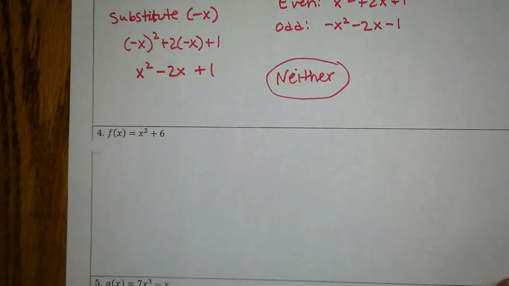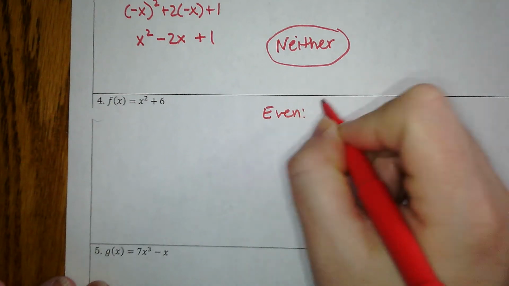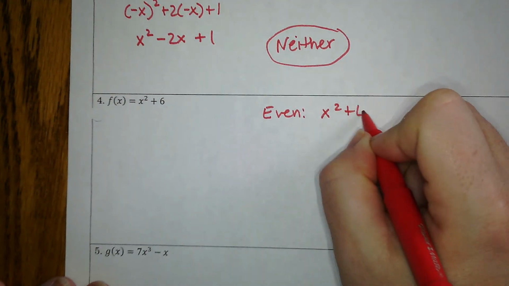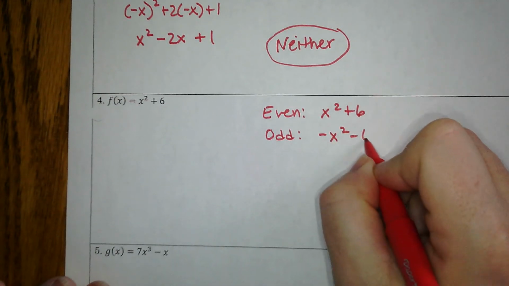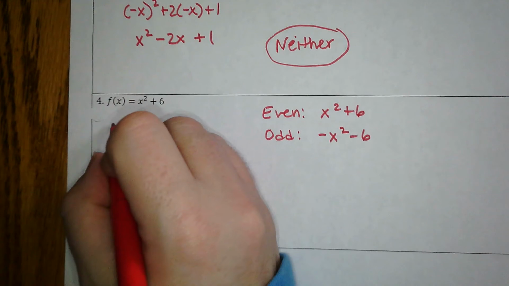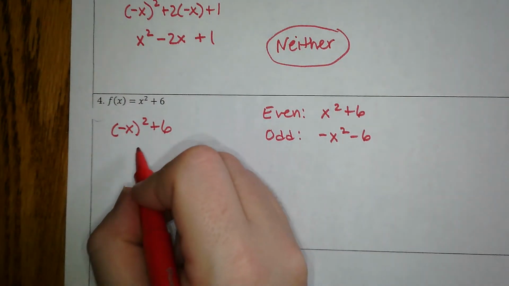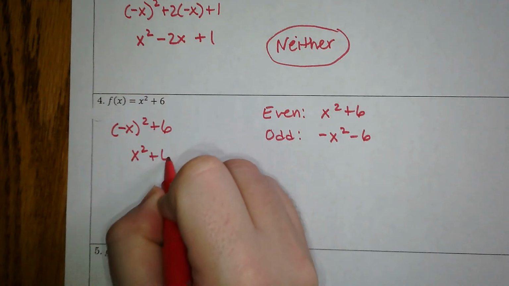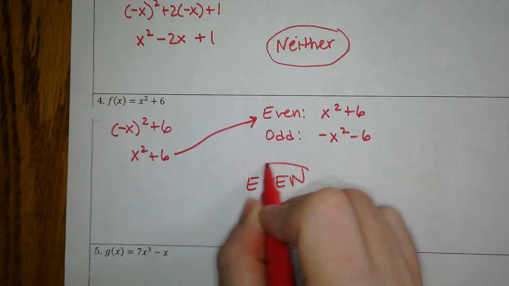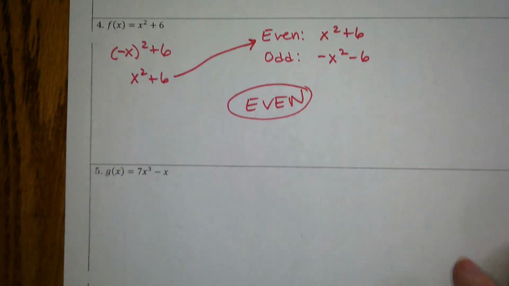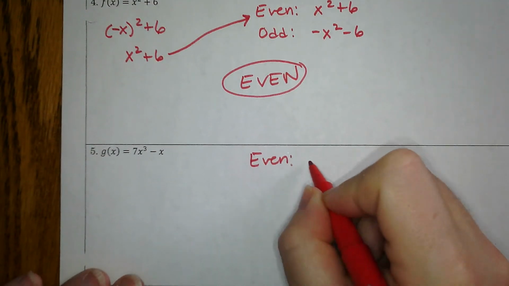Two more. If it's even, it's going to come out to be exactly the original. If it's odd, it's going to be the signed opposite of the original. Let's substitute negative x in. Negative x squared is positive x squared. Even.